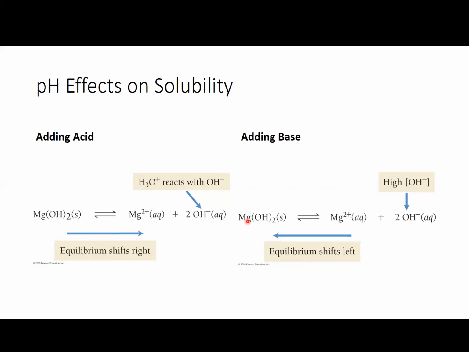The opposite: if I add base to magnesium hydroxide, I put a bunch of OH in here, that's going to shift equilibrium back to the left because I've increased the concentration of this. So in order to consume it, this concentration has to go down. We're going to make more of this. So equilibrium shifts back in this direction. Again, just visualizing it with Le Chatelier's principle is really helpful. The math is not that hard. It's just a matter of trying to figure out what to do.